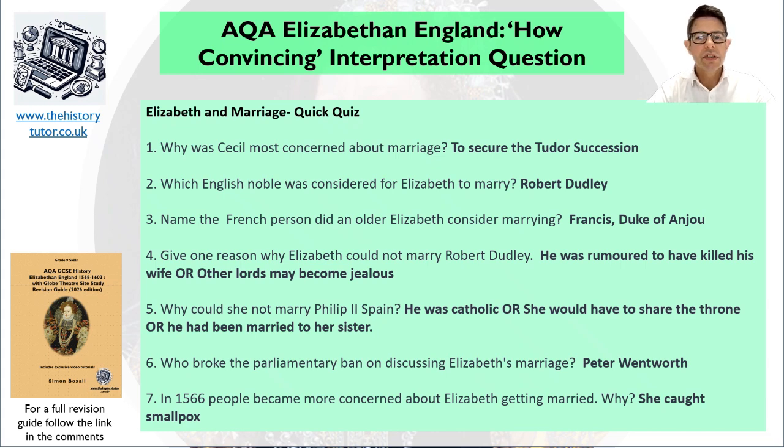So this links us obviously to Mary Queen of Scots. So Catholics felt that Mary Queen of Scots was the rightful ruler of the country, and she really was the only heir to the throne because she was Tudor and also a queen. So Catholics could try and overthrow Elizabeth and bring in Mary to be queen if Elizabeth did not sort out her succession. Question 2. Which English noble was considered for Elizabeth to marry?